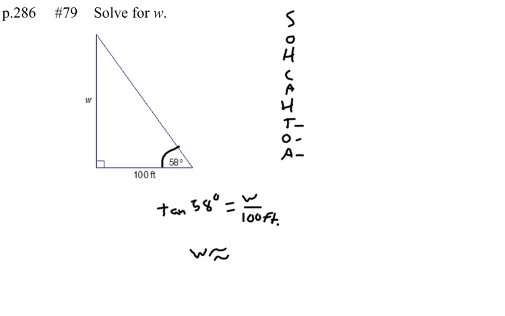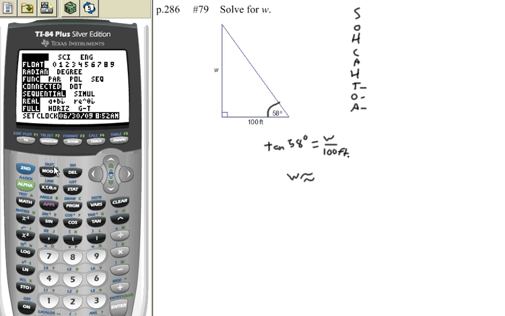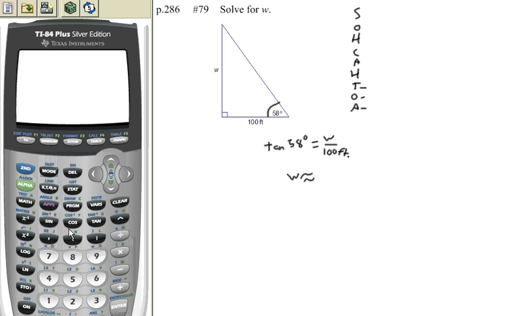Let's get our calculator out to figure out what that's equal to. So, first of all, before I do any kind of calculations with sine, cosine, or tangent, I'm going to press my mode key and make sure I'm in degree mode. Once I take care of that, I can go back to my home screen. And first of all, let's figure out what is the tangent of 58 degrees.